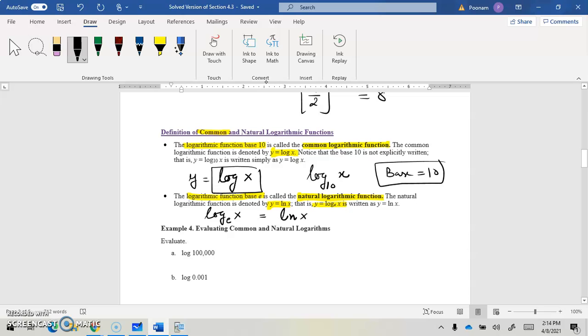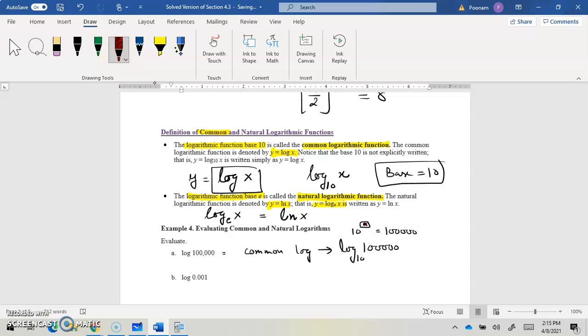Now, in general, what we have to find, let's say question number 4, log of 100,000. No base is mentioned here, that means this is common log, meaning this is log of 100,000 with base 10. So the question is, what should 10 be raised to get 100,000? That number would be 5, right? So the answer is 5.